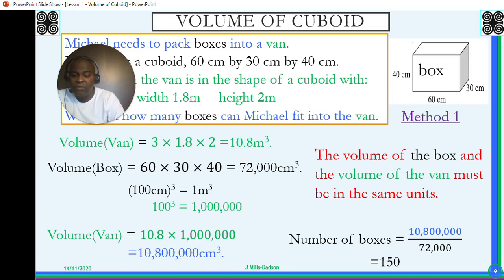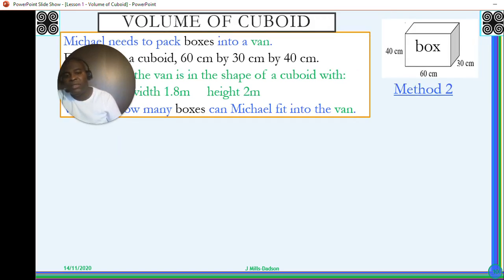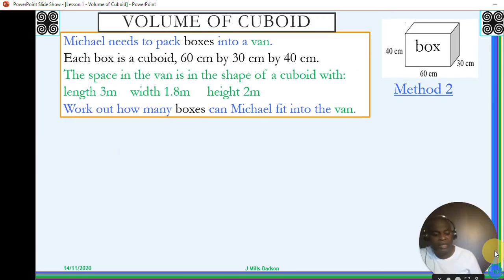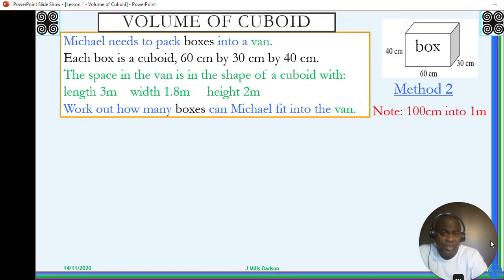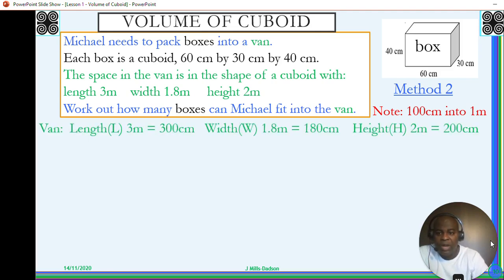Let's look at the second method. The second method is where I try to first understand and convert the van into centimeter first. So I'll have it as 300 cm length, 180 width, and 200 cm. If you want to know why, I'll multiply each of the length by 100, because 100 cm make 1 meter.